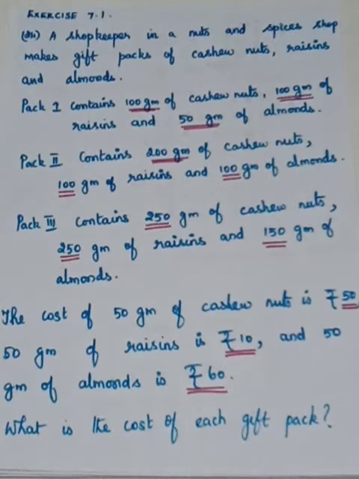The problem is regarding just a matrix multiplication. A shopkeeper in a nuts and spices shop makes gift packs of cashew nuts, raisins and almonds. Pack 1 contains 100 gram of cashew nut, 100 gram of raisins and 50 gram of almonds. Pack 2 contains 200 gram of cashew nuts, 100 gram of raisins and 100 gram of almonds. Pack 3 contains 250 gram of cashew nuts, 250 gram of raisins and 150 gram of almonds.